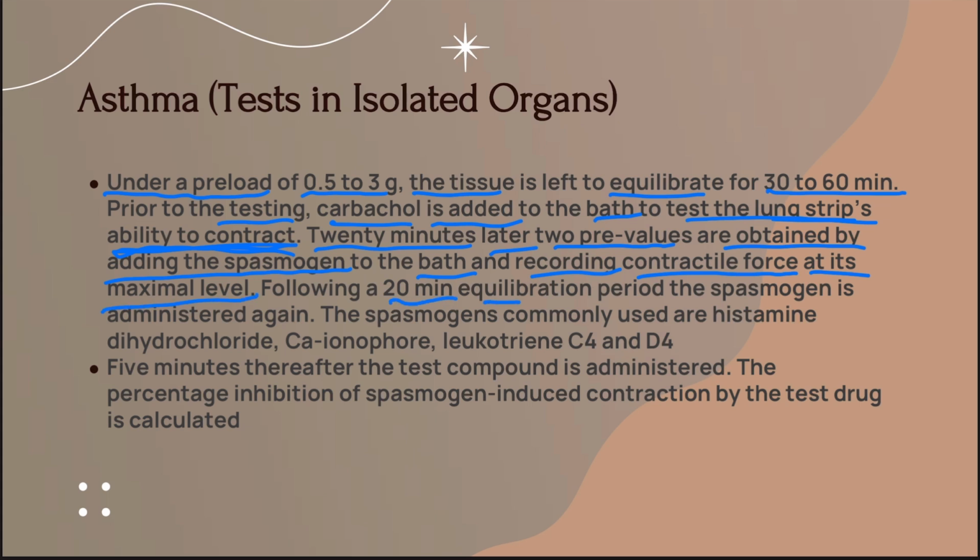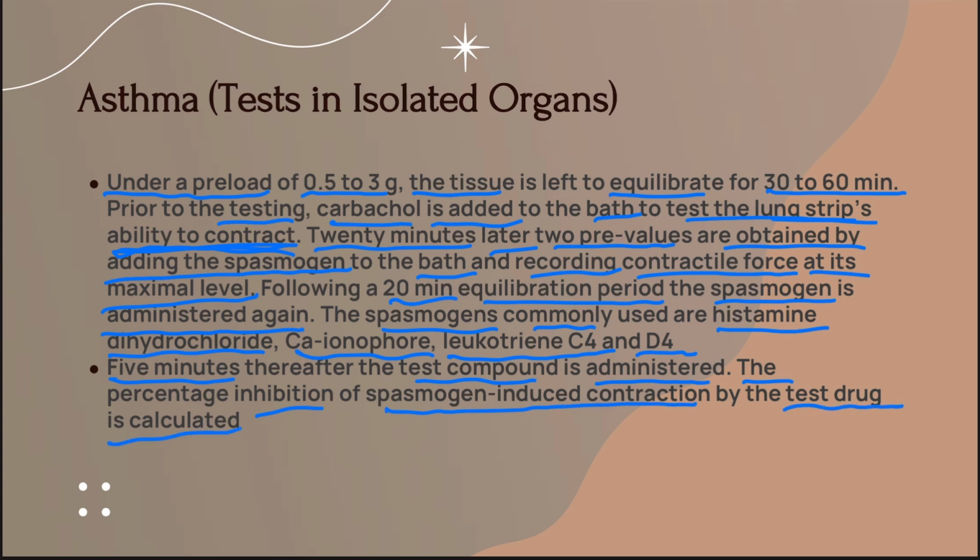Following a 20-minute equilibration period, the spasmogen is administered again. The spasmogens commonly used are histamine dihydrochloride, calcium ionophore, and leukotriene C4 and D4. 5 minutes after the test compound is administered, the percentage inhibition of spasmogen-induced contraction by the test drug is calculated. This is the main thing we are going to do, that is, the percentage inhibition of spasmogen-induced contraction by the test compound is to be calculated. That will give us the spasmolytic effect of the drugs in the guinea pigs.